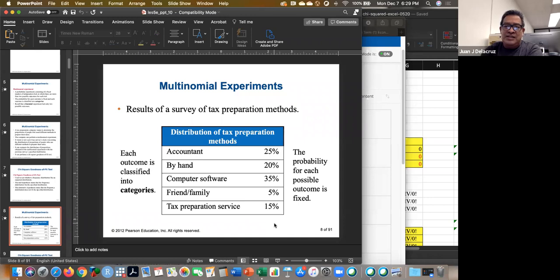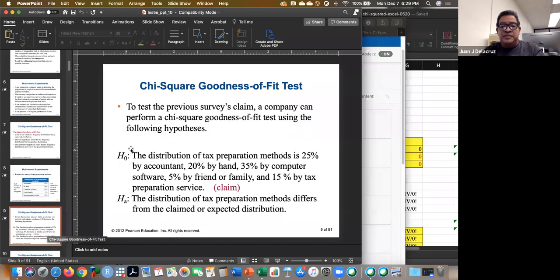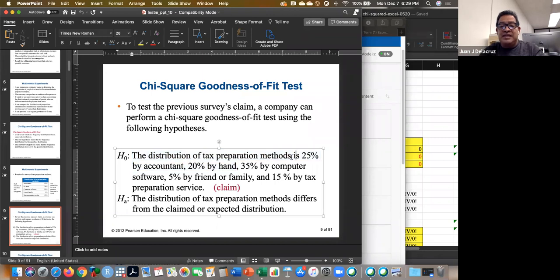So you want to make sure that this is the case. You gather people information, you run your own survey, and then see whether what is happening now is what happened in the past. So the distribution is the same. In this case, the distribution of tax preparation methods is 25% by accountant, 20% by hand, and so on. So that is going to be the claim.